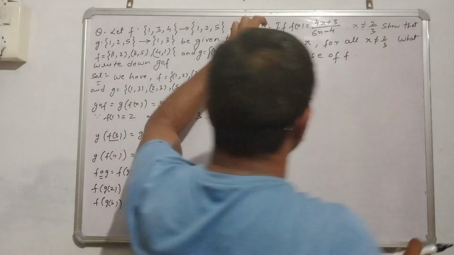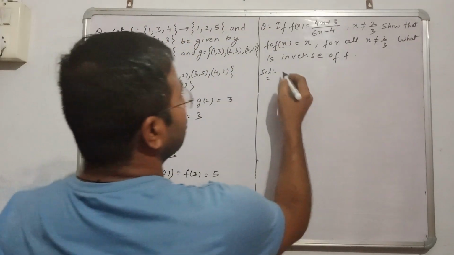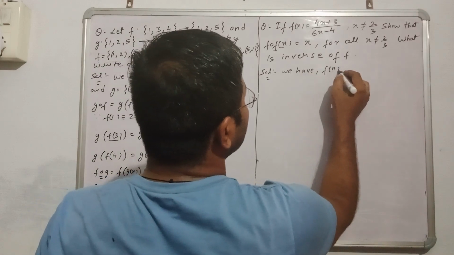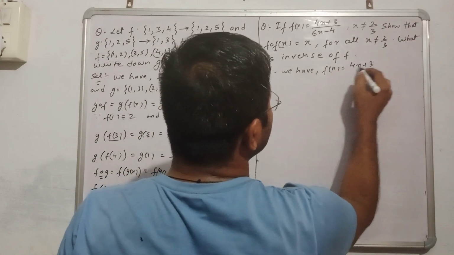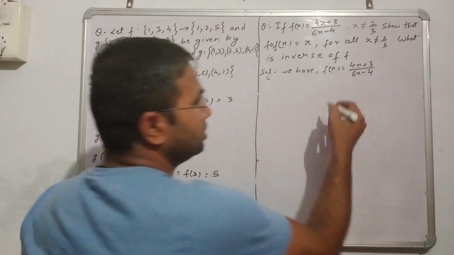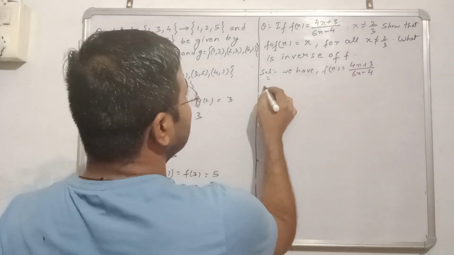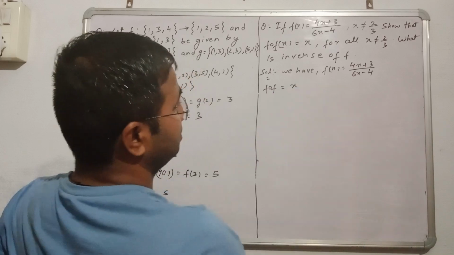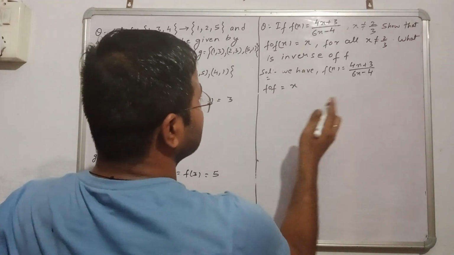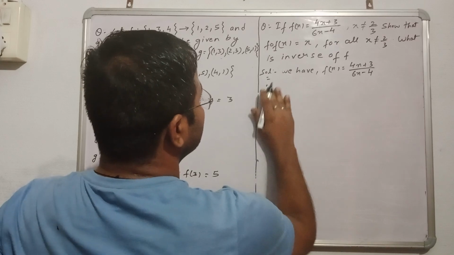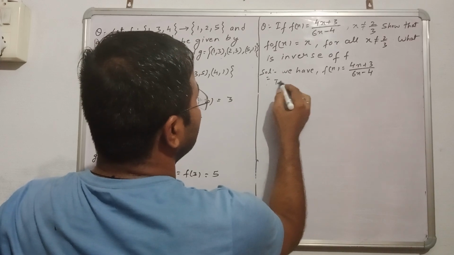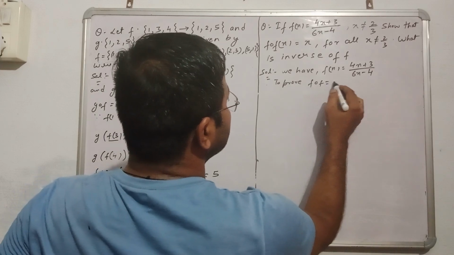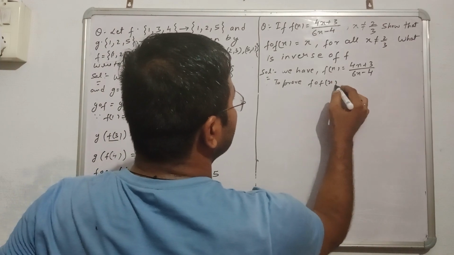Okay, so first of all we will see how you will write down f. First write down what we have. We have f(x) is equal to 4x plus 3 upon 6x minus 4. Now you have to prove that fof will be x. Write down, to prove fof, that is fof of x, is equal to x.